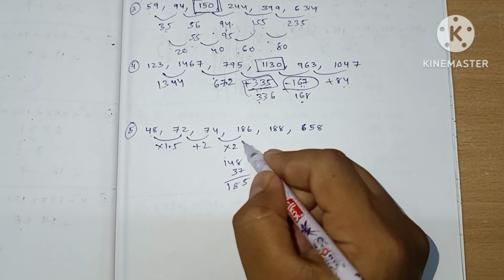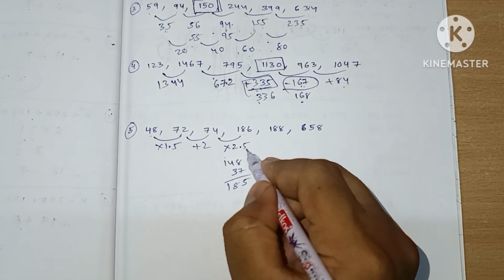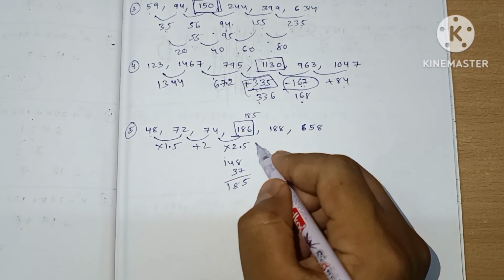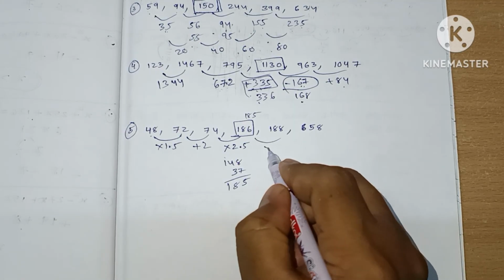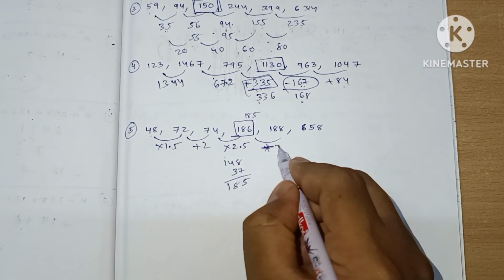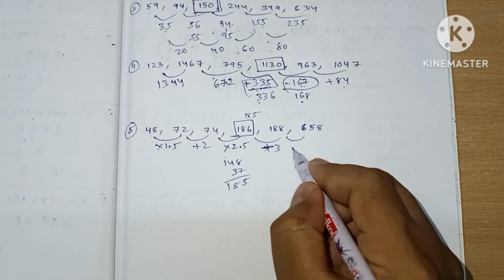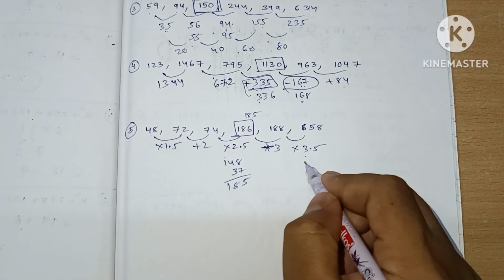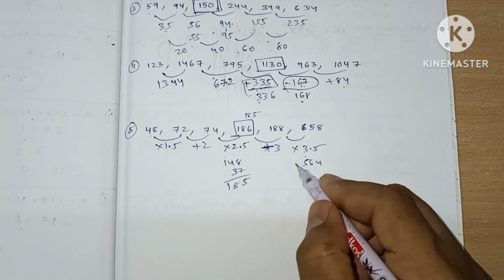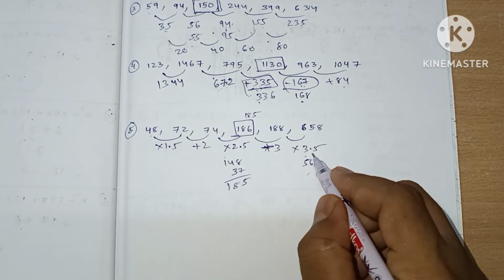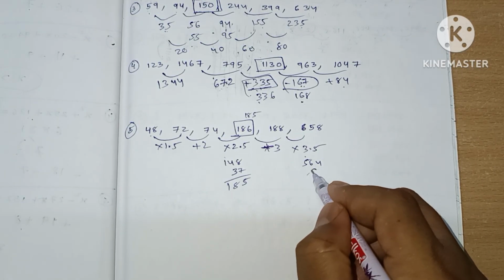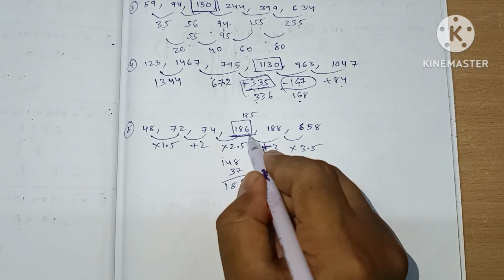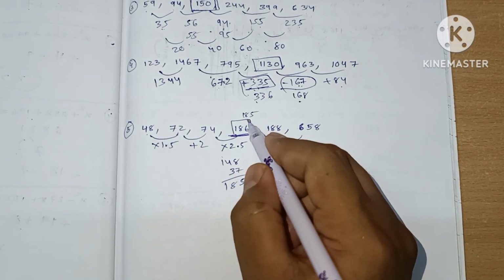But here we have into 2.5 times, we have 186 instead of 185. So 185 into, wait, plus 3 will be 188, and this will be into 3.5. 188 into 3 times will be 564, and 0.5 times means 94. So 658. So our wrong number will be 186 instead of 185.